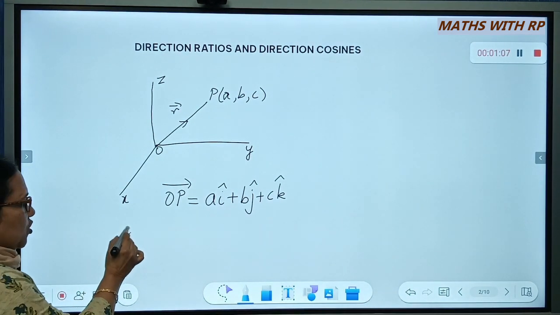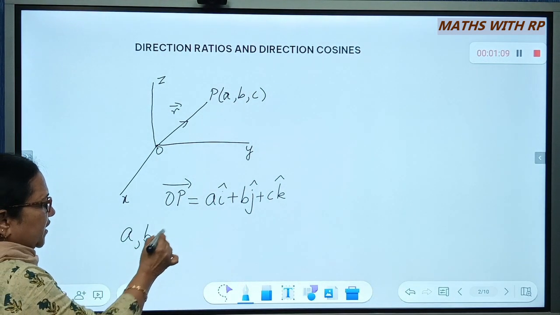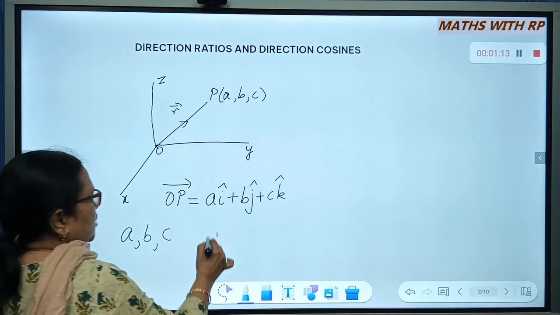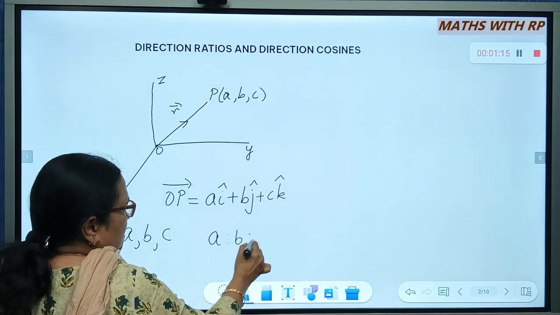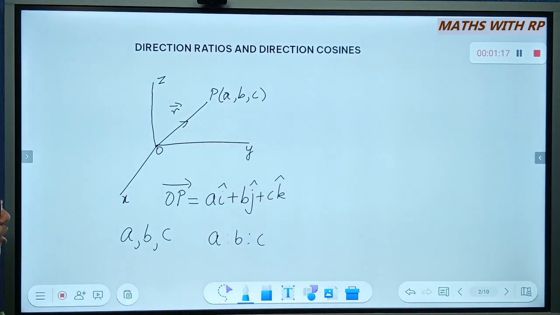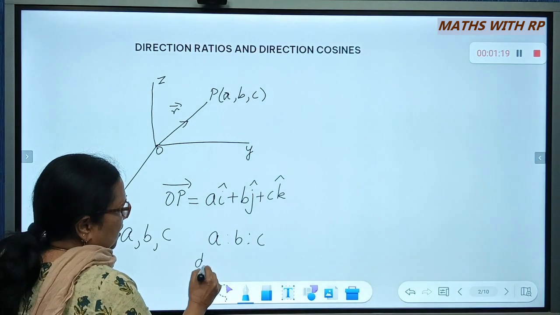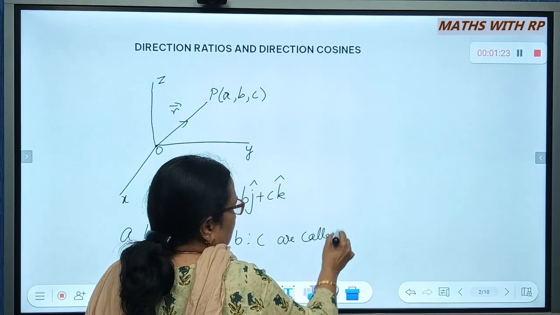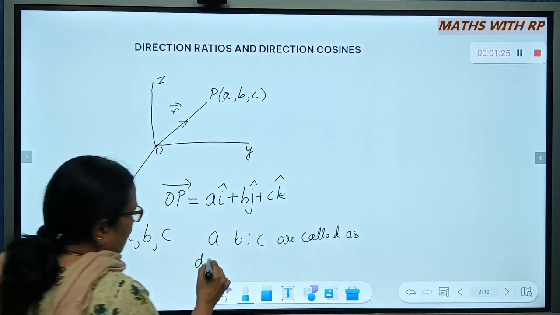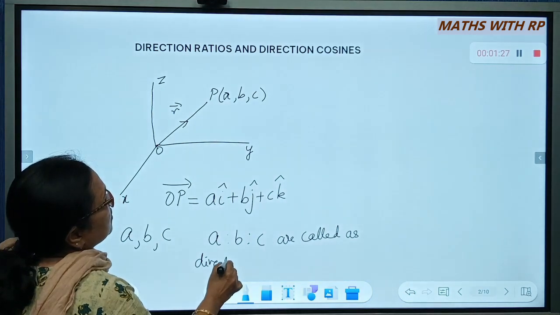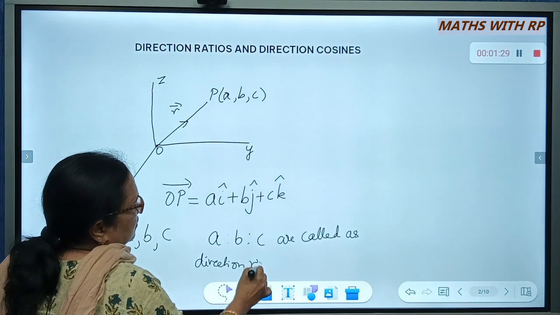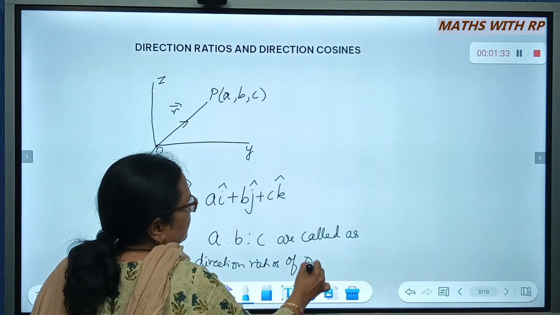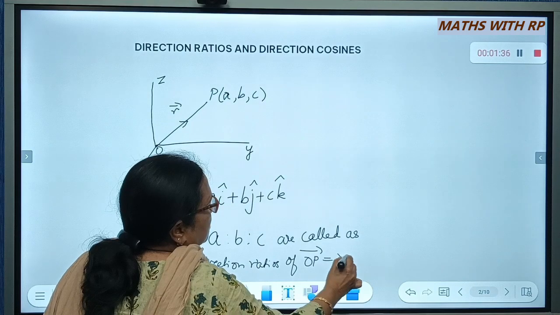Now this ratio of A, B and C, we write it as A comma B comma C, but what we actually mean is A is to B is to C. These are called the direction ratios of OP vector, which is also called the R vector.